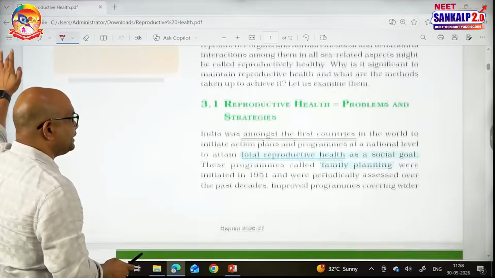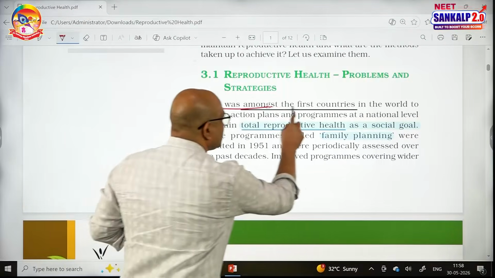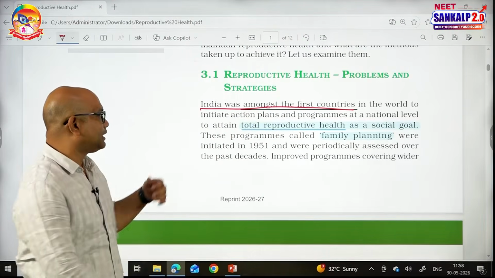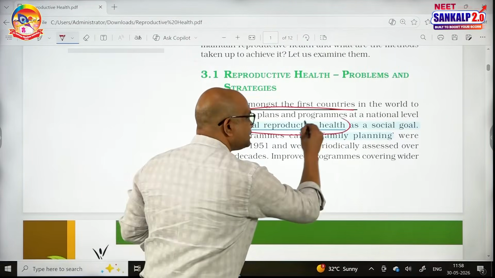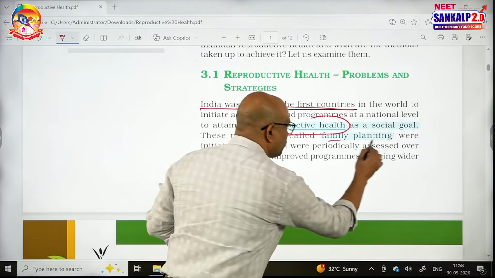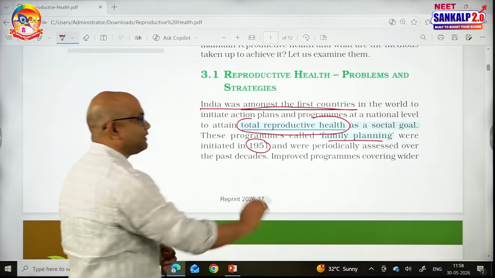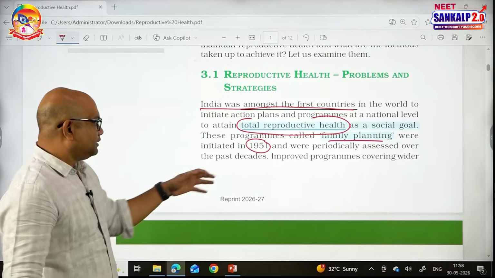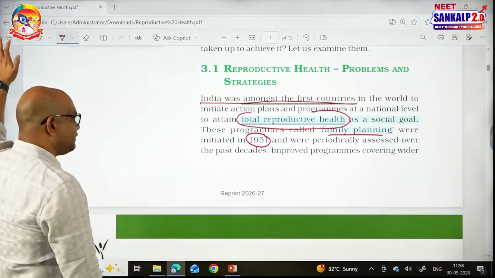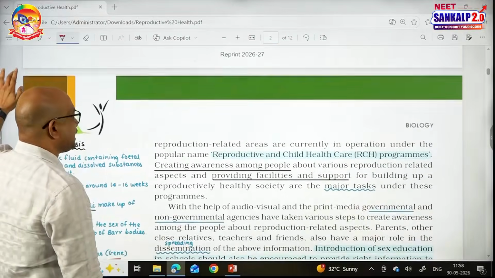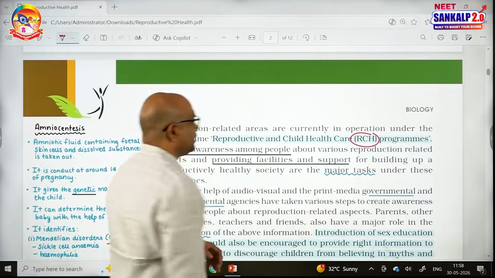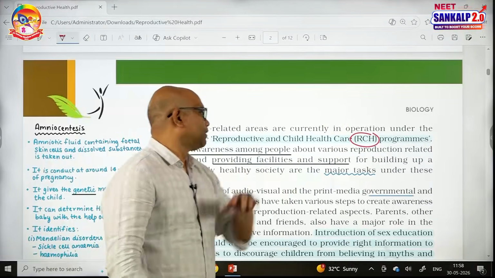Here the factual information is India was among the first countries in the world to initiate action plans and programs at a national level to attain total reproductive health as a social goal. For that, India started family planning program in 1951. This is the factual information. But later, this program was periodically assessed over the past decades. The improved programs covering wider reproduction related aspects with a new name called RCH, Reproductive and Child Health Care Program.